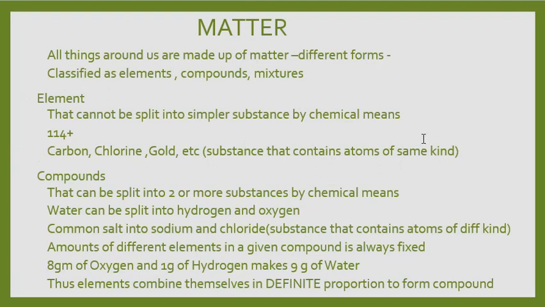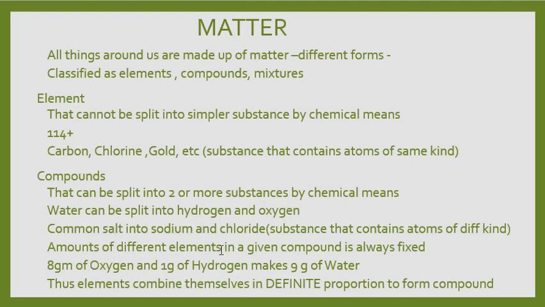Compound means what? Atoms of a different kind. Compounds can be split into simpler substances by chemical means. That means split into elements by chemical means, not physical means, chemical means. Water can be split into hydrogen and oxygen elements by chemical means. Common salt is sodium chloride, which can be split into sodium and chlorine.